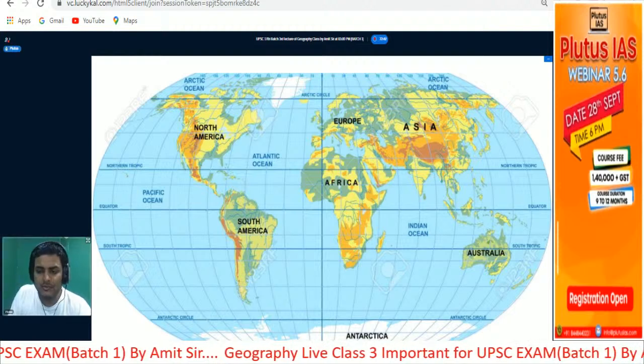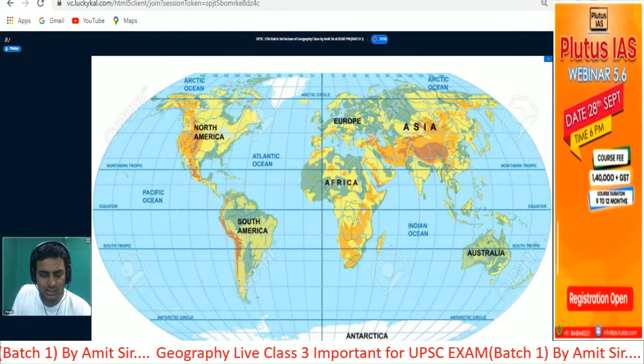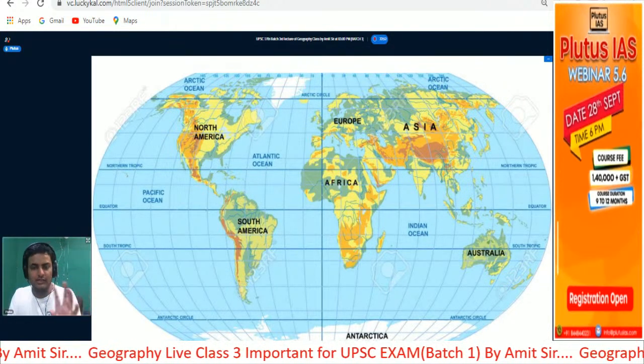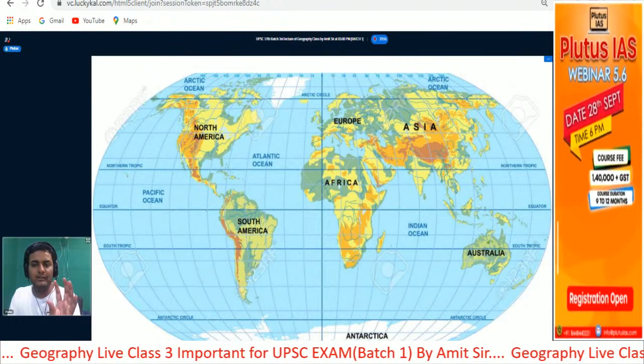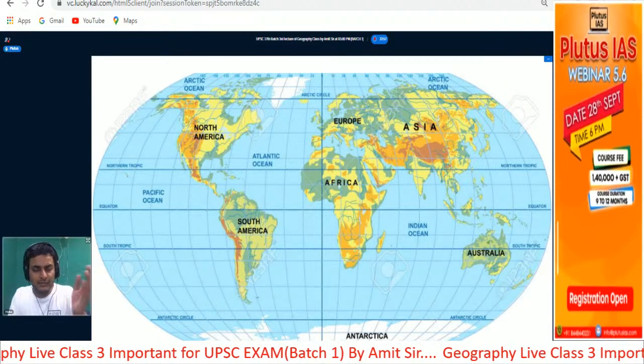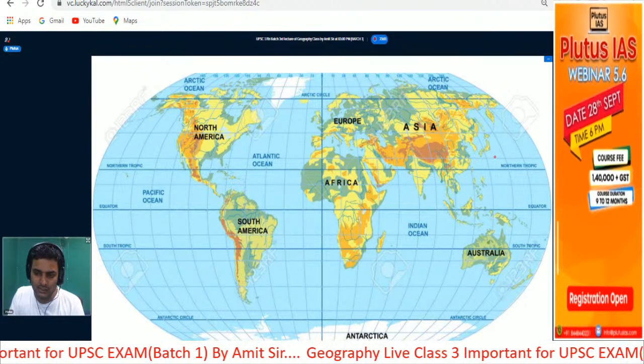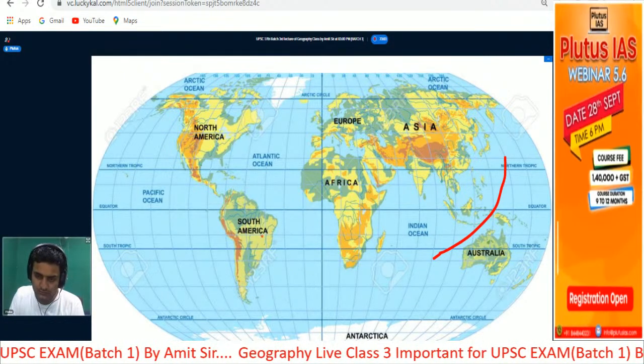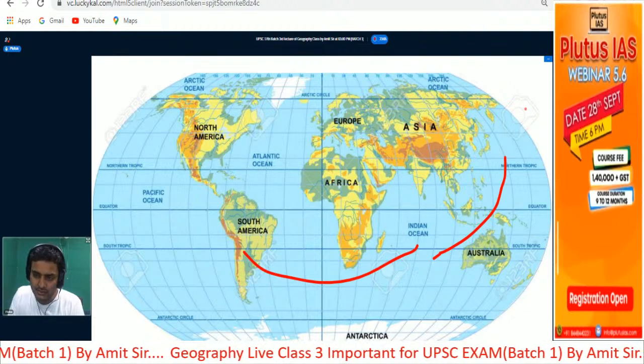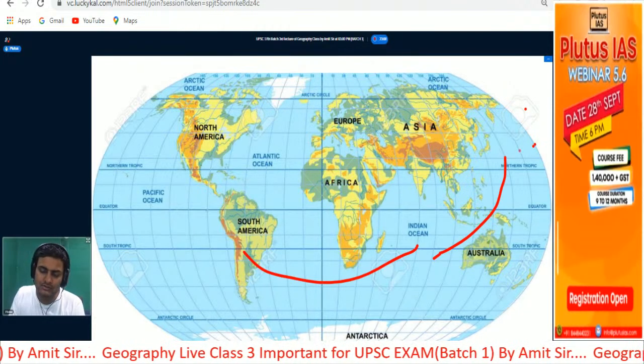See this world map. Usually, because the Earth rotates from west to east, and this is why the sun comes up from the east. If Earth is rotating like this, west to east, then the sun seems to be coming up from this side.